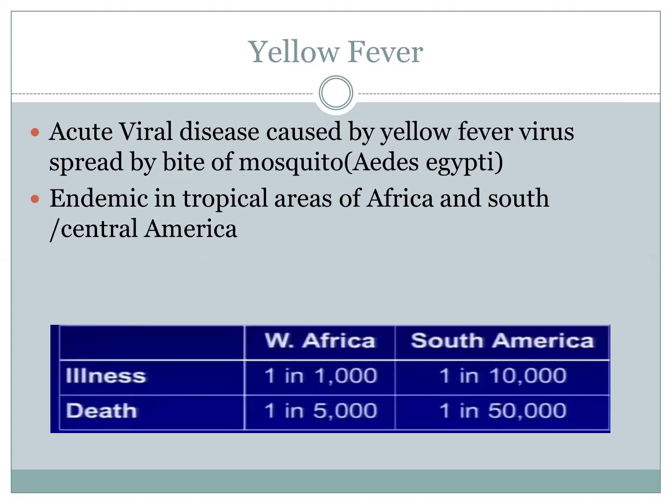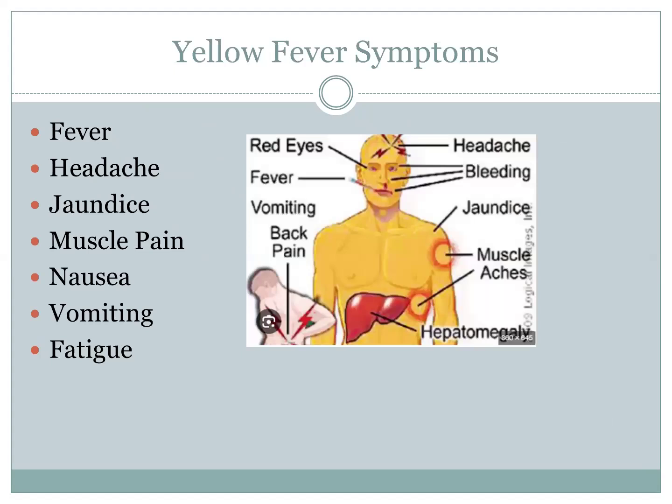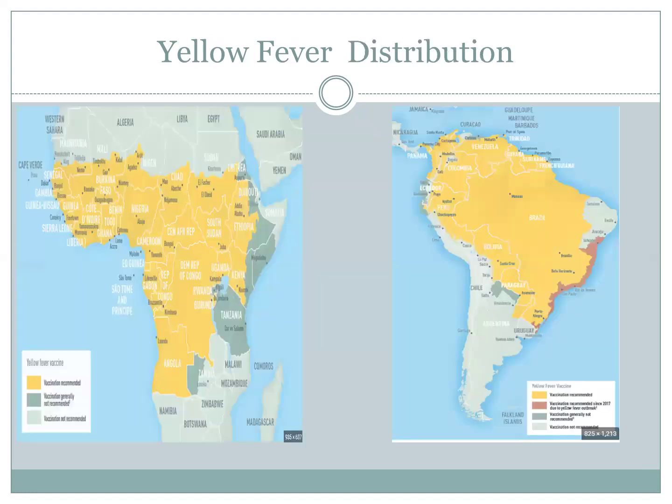Then yellow fever. It is an acute viral disease caused by the yellow fever virus, spread by a wild mosquito, Aedes aegypti. So this mosquito, other than transmitting yellow fever, also transmits dengue, chikungunya, and Zika virus as well. This is endemic in tropical areas of Africa and Central America. Symptoms of yellow fever include fever, headache, jaundice, bleeding, muscle pain, back pain, hepatomegaly, and red eyes. So this is the distribution of yellow fever. You can see it is common in South America and the African region.